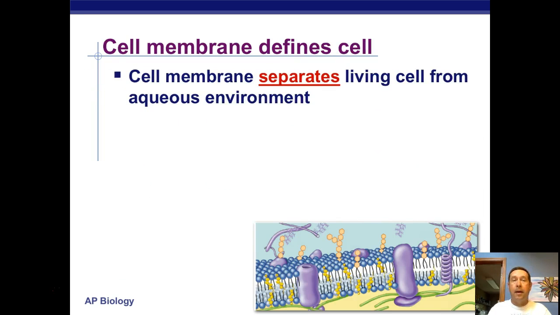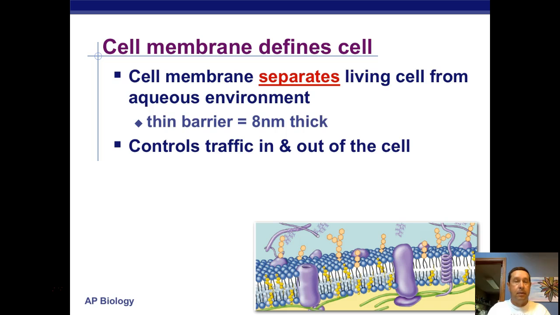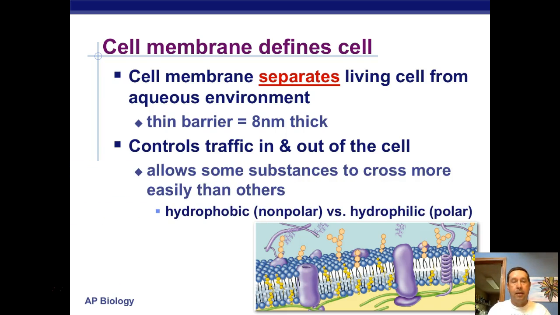The cell membrane defines the cell. It separates the living cell from its surroundings, from, in many cases, the aqueous environment or water environment. It's a thin barrier. It's about 8 nanometers thick. And like we said earlier, it controls the traffic in and out of the cell. It regulates what goes in and out of the cell. It's a semi-permeable membrane. Some things can cross it, other things can't. Hydrophobic, nonpolar things go through easily through the phospholipid layer. Hydrophilic, polar things need help to get across.